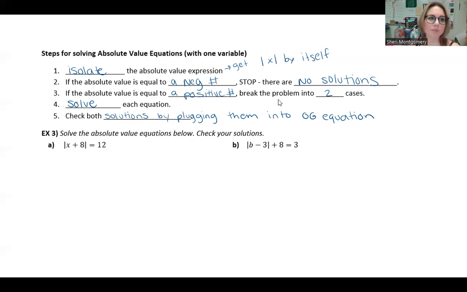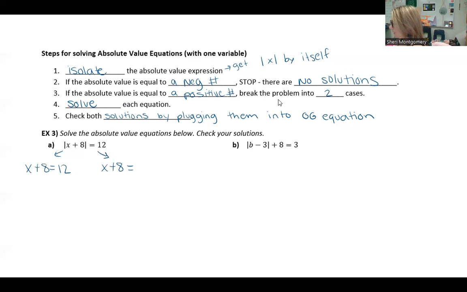So let's solve it. We're going to break it into two cases. What that means is I'm going to split it, and this is how you are able to remove the absolute value. So I'm going to remove the absolute value and I get x plus 8 on one side, and x plus 8 on the other. The first one is going to look identical without the absolute value brackets, so equals 12.